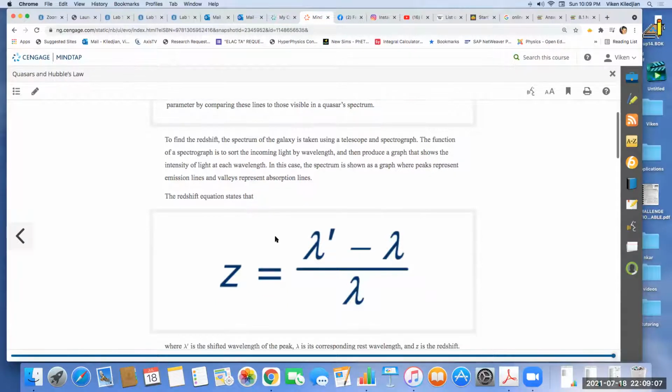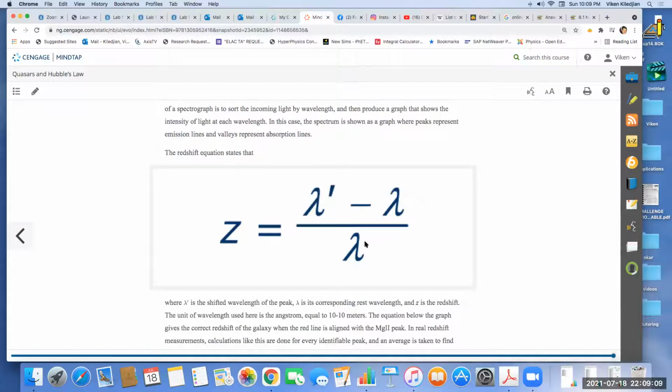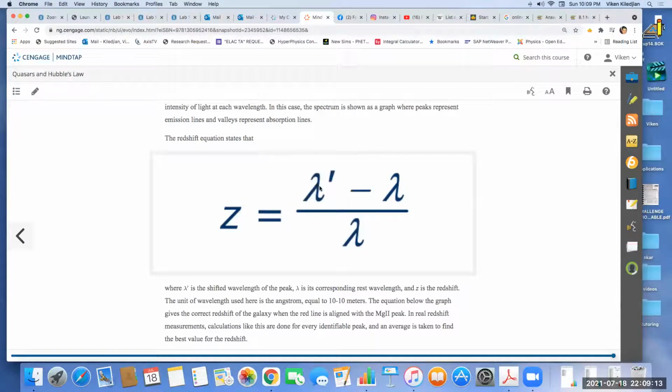The redshift equation is z = (lambda prime minus lambda) over lambda. So in other words, how much the wavelength has been shifted: the new wavelength, lambda prime, minus the known wavelength that it should have if there was no redshift, that would be lambda, divided by lambda.